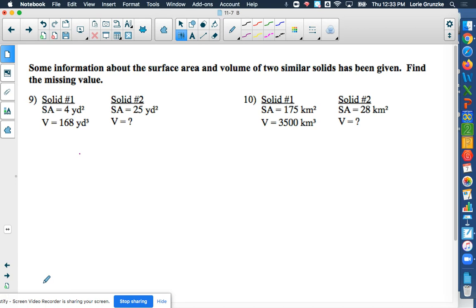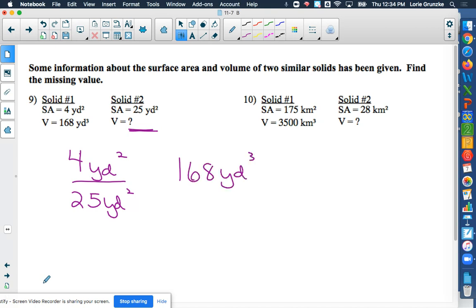Okay, some information about the surface area and the volume of two similar solids has been given. Find the missing volume. They give us the surface area of the one, it's 4 yards squared, and that goes with the 25 yards squared. And they want to know the volume, which is 168 yards cubed over mystery.